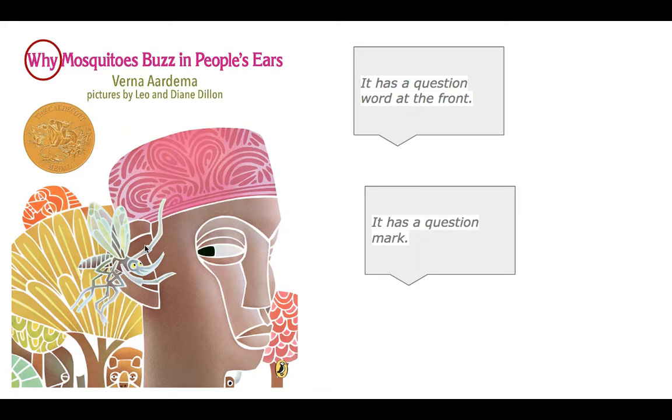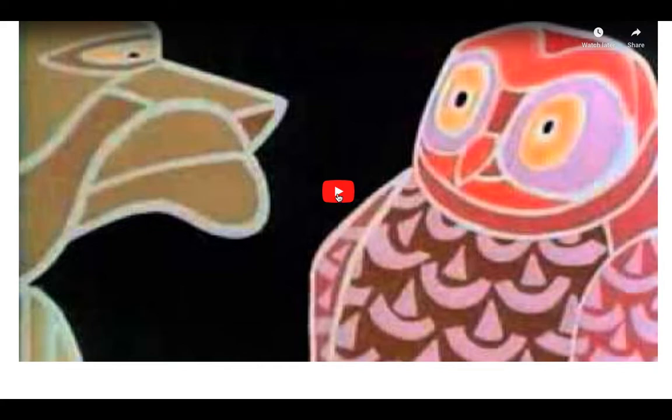Now, there's something a little funny here. Do my friends notice a question mark at the end? No. So what does that mean? It means that it's giving you an answer, not a question. It's a little tricky. But if you read it, why mosquitoes buzz in people's ears, it's telling you, I'm going to tell you why they do it. It's not a question, it's an answer. So let's check out our story.